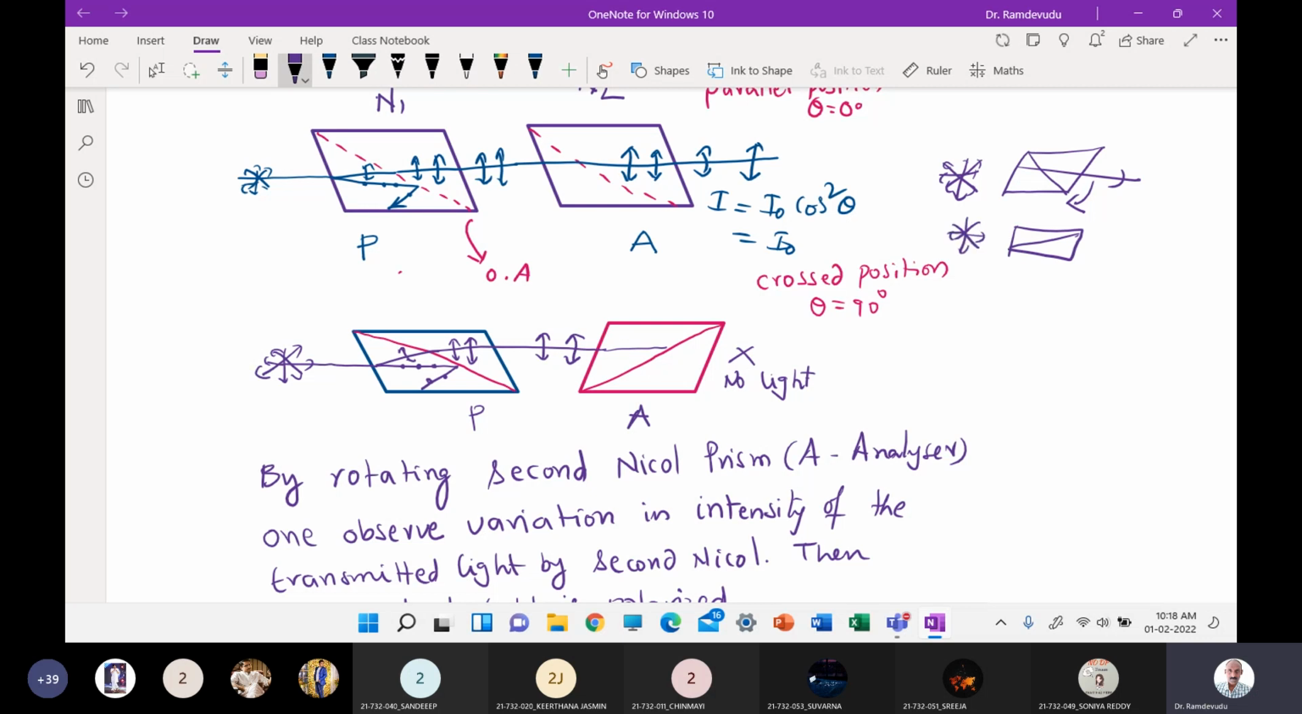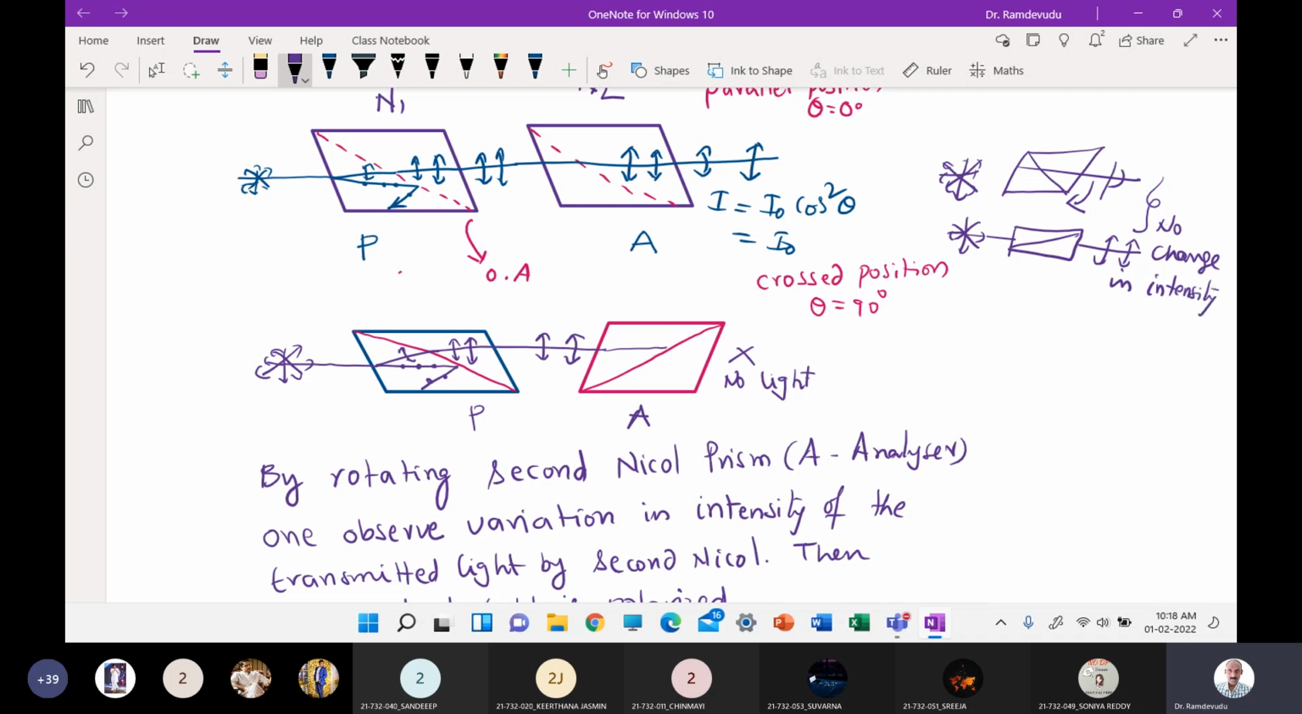Even though I rotate it, there is a parallel component to this optic axis in that direction, because unpolarized light is a symmetric light along its direction of propagation. That means all vectors are possible. In whatever direction you take, you will get light out of it. Then you don't observe any variation. If you are not observing variation, no change in intensity, it means that the incident light is not a polarized light, it is an unpolarized light.